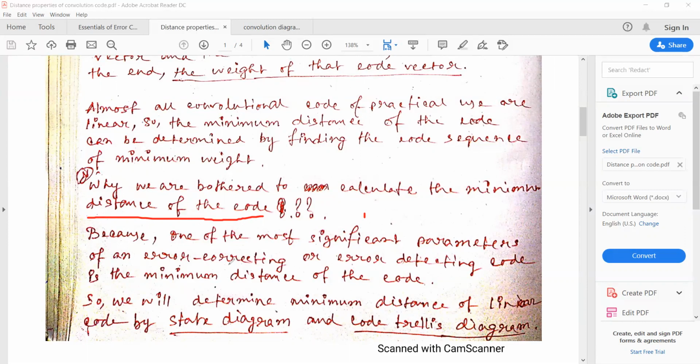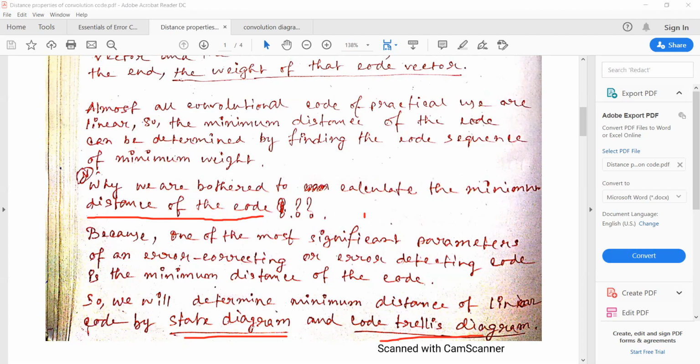Okay, so we will determine the minimum distance of the linear code by the state diagram and the code tree diagram. So first of all, what is the significance of the minimum Hamming distance? It is basically for error correcting and error detecting purposes. The significant parameter of an error correcting and error detecting code is the minimum Hamming distance of the code. Now we will see the two procedures to calculate the minimum distance of the code: one is the state diagram and one is the code tree diagram.